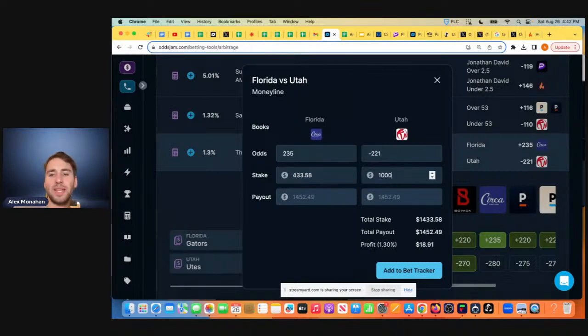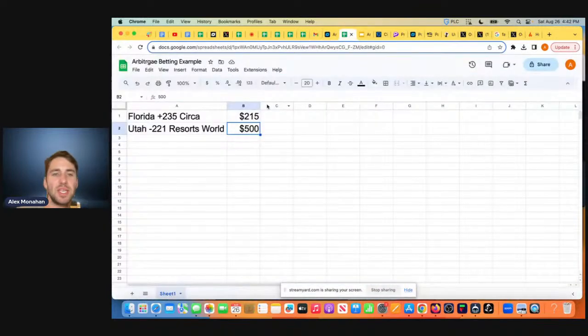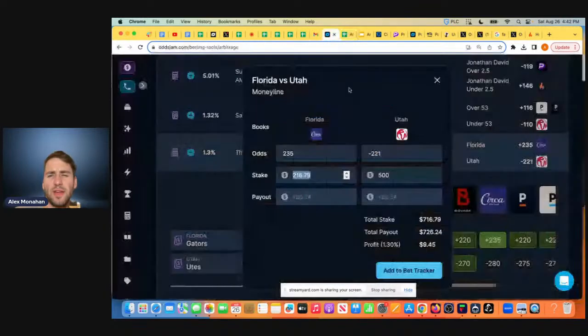Or let's say you want to bet this for $1,000, $433, $430 total. Whatever, you get the point. Depending on what your bankroll is, let's say you only have a few $100s to start, you're going to be making risk-free profits of $378, whatever. But we'll say $500 on Circa. We're betting this for $216.79, which will round to $215.